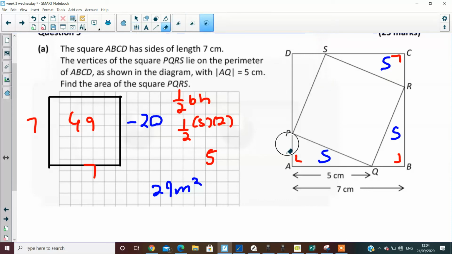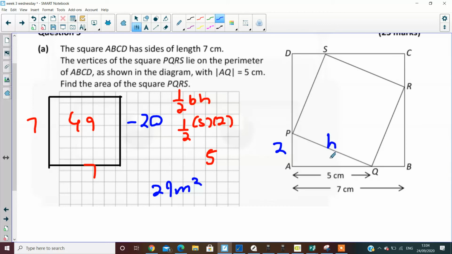There is a second way of doing it. Some of you guys might have done Pythagoras' theorem. You would have done this length is 5, this length is 2. You would have got the hypotenuse. The hypotenuse would have turned out to be root 29. Then root 29 by root 29, when you multiply length by width, will give you, what's root 29 multiplied by root 29? The answer is 29.